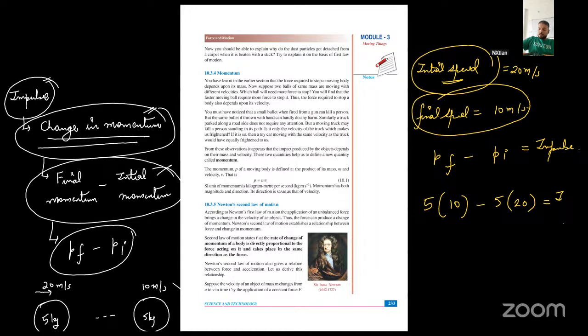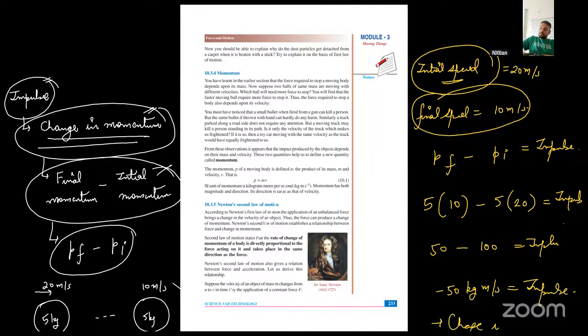Okay, it's called as impulse. Now 5 tens are 50 minus 5 twenties is 100. So it is impulse. And if you will solve it, you will get minus 50. So minus 50 kg meter per second is called as impulse or change in momentum. Did you understand, guys? Yes or no?